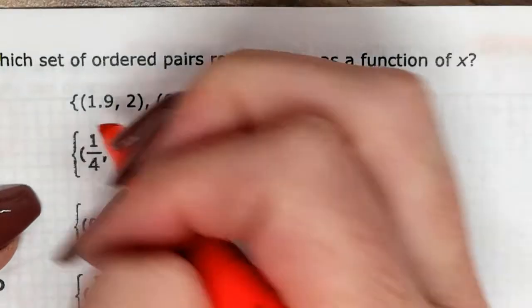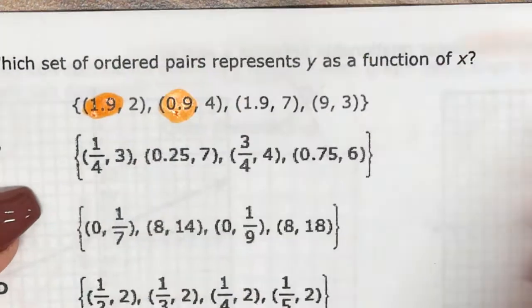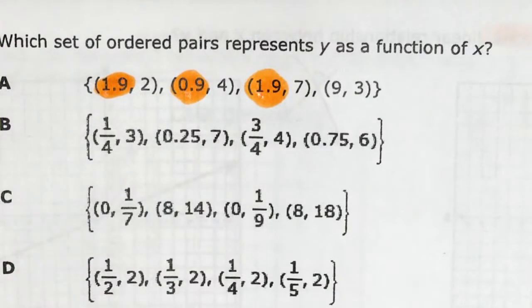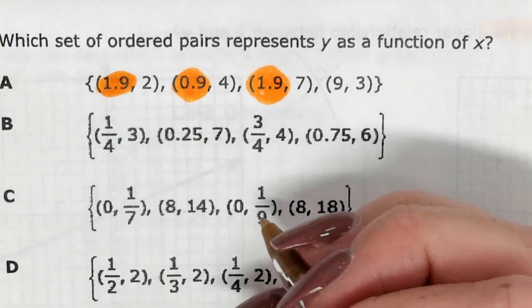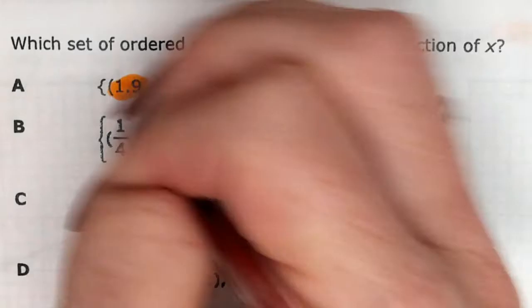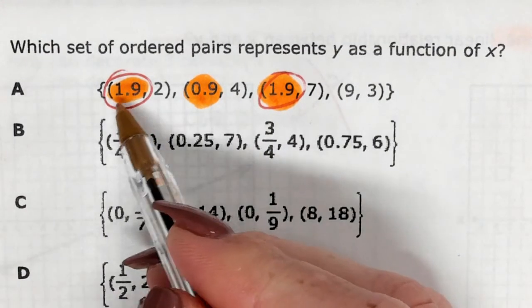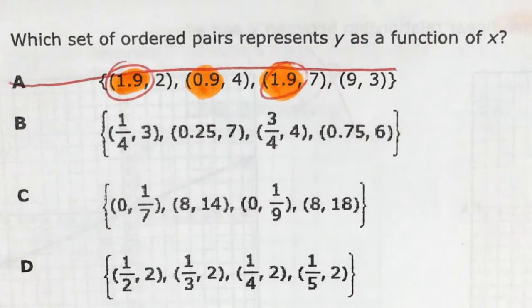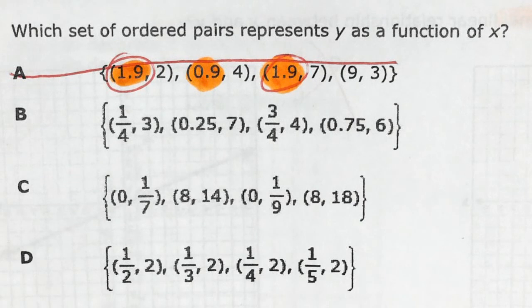So I'm going to look at A. 1.9, 0.9, 1.9. Can I stop? Is that a function? No. Why? Because it has two 1.9s, two X's. If you picked B, I'm talking. If you picked B, you do not understand that 1/4 is the same as 25 cents. So what I'm telling you guys is check every single answer.